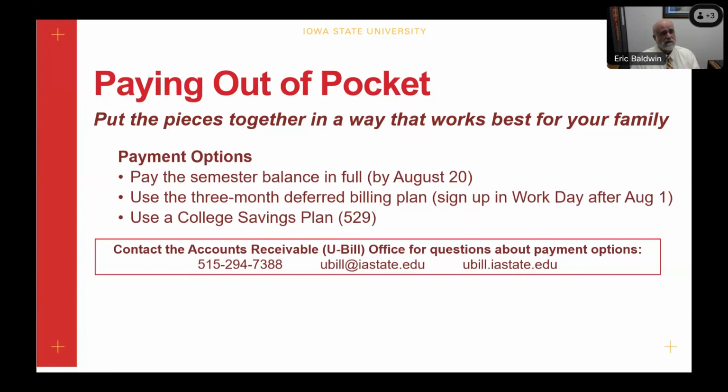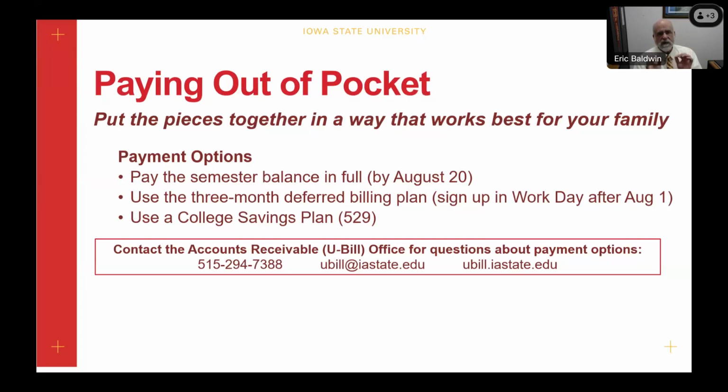So you can pay the full balance by August 20th, or you can sign up for the 3-month deferred billing plan. You can sign up after August 1st. On August 1st, you're going to receive your actual U-bill, which will show you all those costs. And that's when you can sign up for that 3-month deferred billing plan if you want to do that.